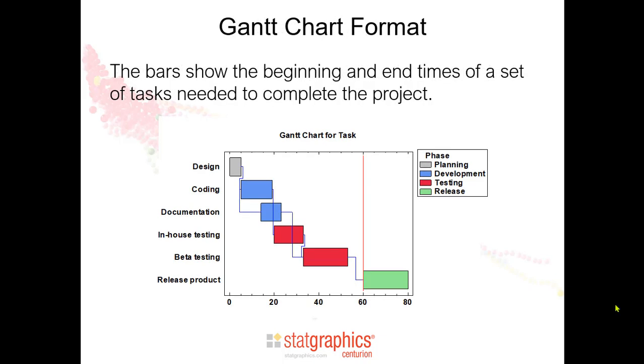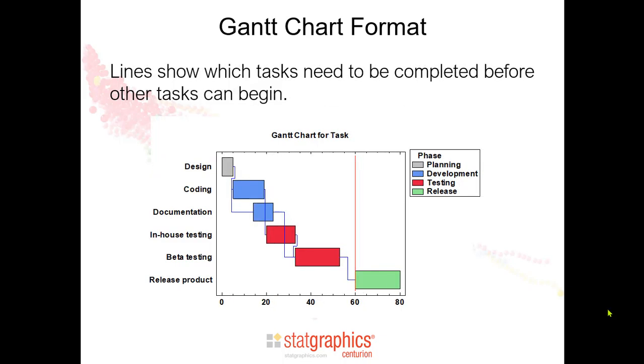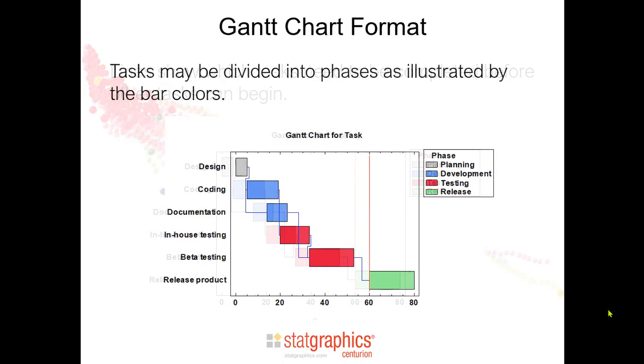The bars cover the time span from the beginning to the end of each of the tasks. The lines, which extend from the end of one task to the beginning of another, show which tasks need to be completed before other tasks can begin. The tasks may be divided into phases as illustrated by the color of the bars.